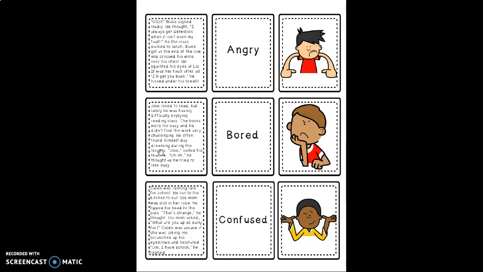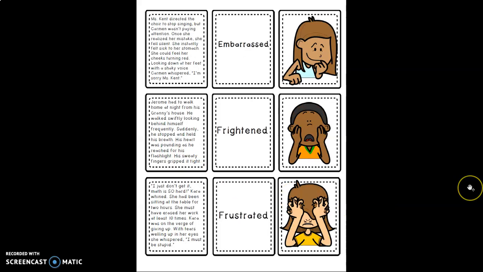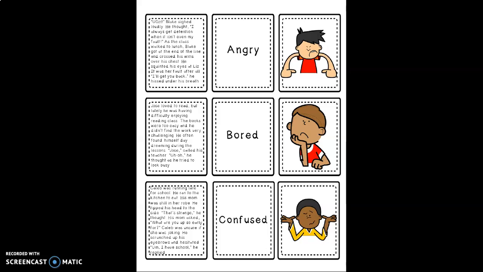Jose loved to read, but lately he was having difficulty enjoying reading class. The books were too easy, and he didn't find the work very challenging. He often found himself daydreaming during the lessons. "Jose," called his teacher. "Uh-oh," he thought as he tried to look busy.